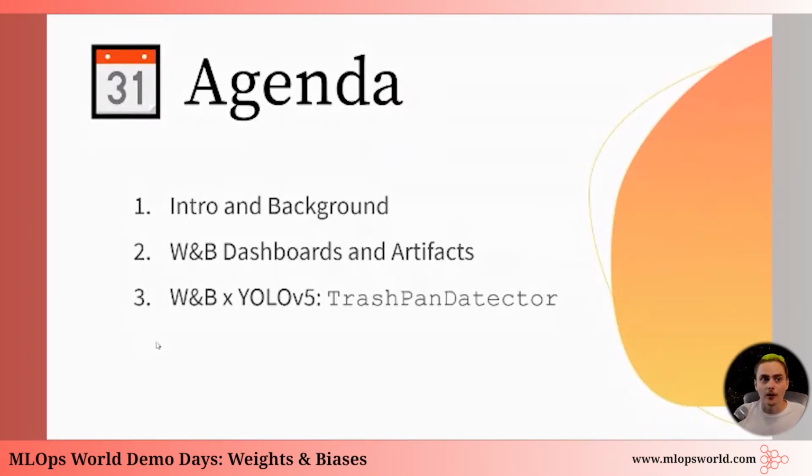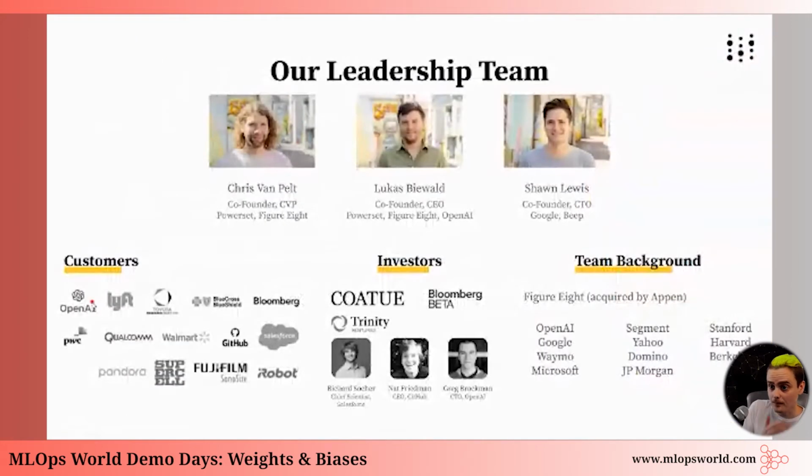So what we'll talk about today, I'll do a little bit of intro and background on Weights and Biases, then talk about some of our features, Weights and Biases dashboards and artifacts, and then close out with a little interactive demo of training a raccoon detector using Weights and Biases and our integration with the YOLO v5 library. As I'm going through this, I welcome folks to post questions in the chat to make this as interactive as possible. I want to be able to answer any questions that you have.